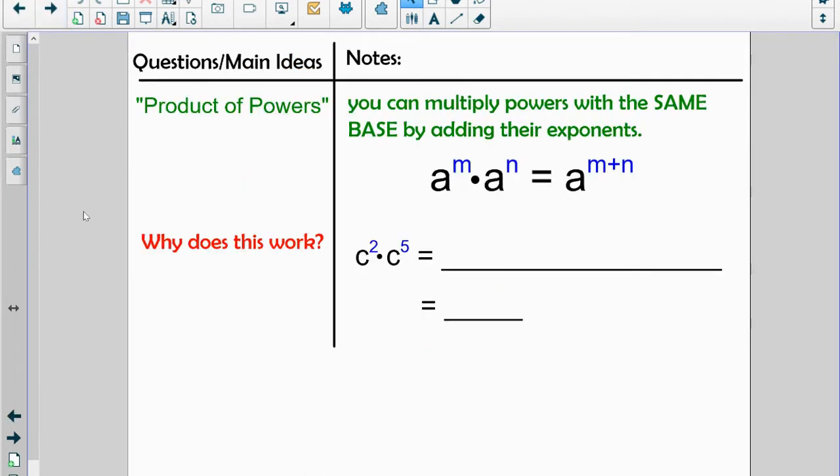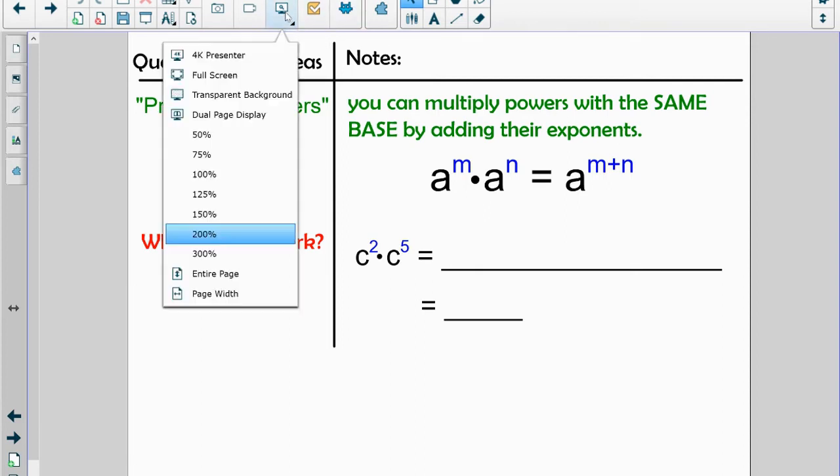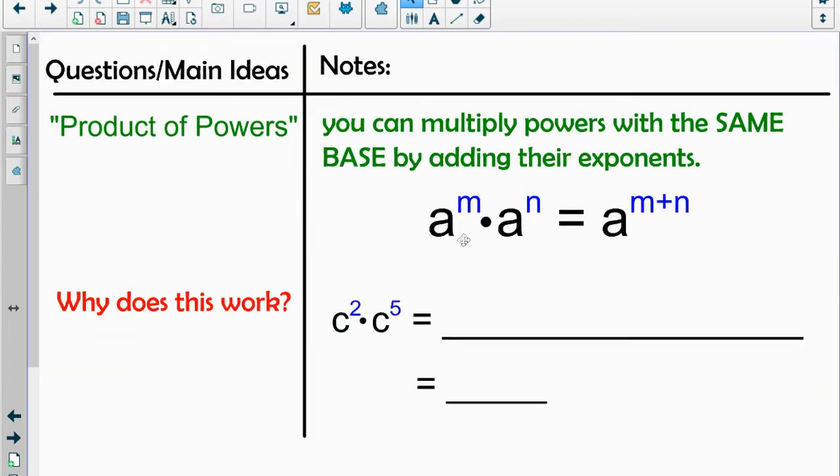All right, so our first of three different product properties is called the product of powers. And the product of powers says that you can multiply powers with the same base by adding their exponents. Now, in algebraic terms, we can see here on our little formula, a to the m times a to the n. Now, notice that we have the exact same base on these two different powers that are being multiplied. A is being raised to the power of m, and it's being multiplied by a raised to the power of n.